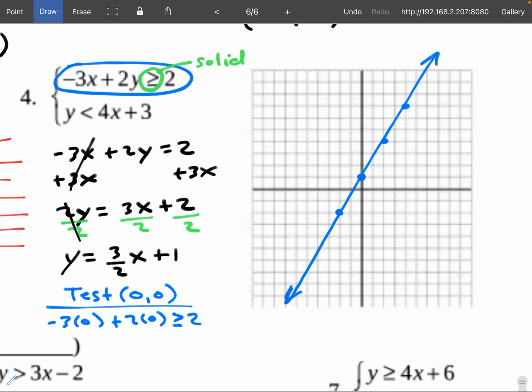Test 0, 0. So we're going to test 0, 0 again. We're going to test that in the original inequality. That's this one up here, the one I circled in blue. So that's going to give us negative 3 times 0 plus 2 times 0, and then it's got to be greater than or equal to 2. What's negative 3 times 0 plus 2 times 0? It's just 0. So the left side is just 0, and that's got to be greater than or equal to 2. Is 0 greater than 2? No, so that's false.